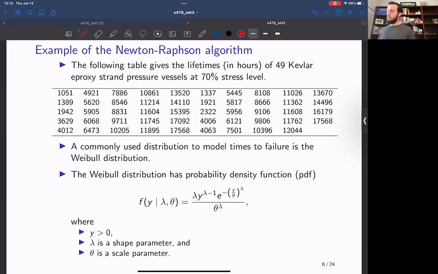When we're modeling failure time, a common distribution that's utilized is the Weibull distribution, and the density is given on slide 6. So we have f of y given lambda, theta. That's a little bit of a setup because we're going to use theta as our single parameter for the exponential. f of y given lambda, theta is equal to lambda times y to the lambda minus 1, e to the negative y over theta to the lambda, divided by theta to the lambda. That's just the PDF for the Weibull. Lambda here is considered a shape parameter and theta is considered a scale, and this distribution only exists for the positive real values.